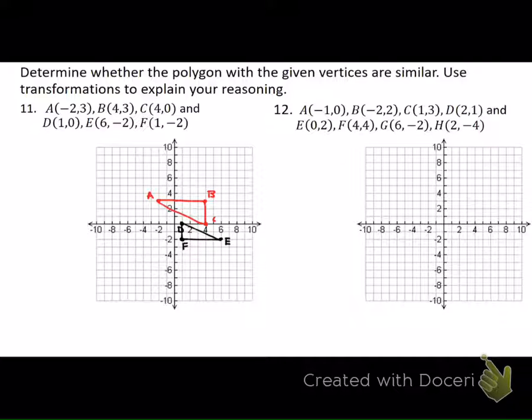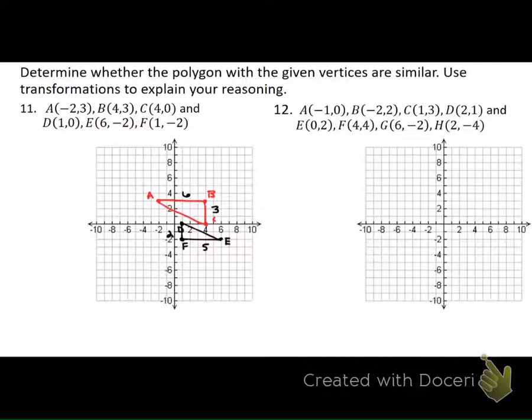So we have to decide if these two are similar using transformations to explain our reasoning. So if we're just looking, first of all, it's a right triangle. So the hypotenuse is the longest side. Which one of these legs is the shorter side? The 2 or the 6? Is 2 or 6 shorter? It's 5. So 2 is shorter. Do you see that? And then this is 3 and 1, 2, 3, 4, 5, 6.